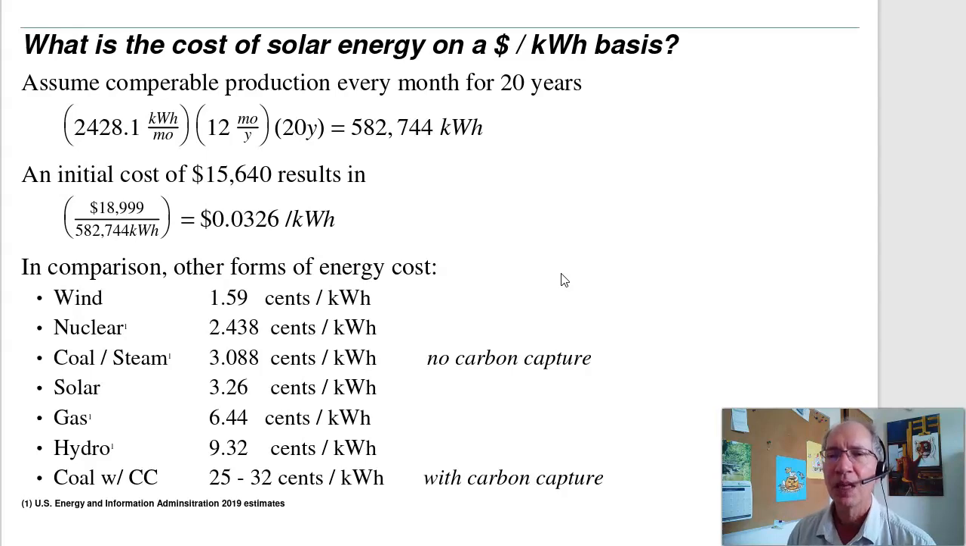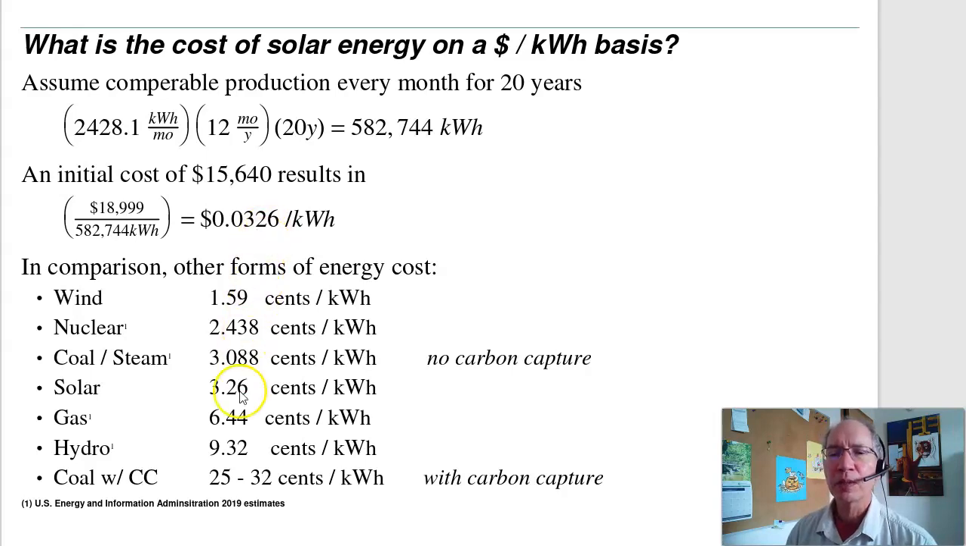But let's pick 20 years. If the solar panels last 20 years, the total production from these panels, assuming everything stays constant, will be 2,428 kilowatt hours per month, 12 months a year, 20 years, 582,000 kilowatt hours I should get out of these panels. And initial cost of $18,999, and that many kilowatt hours, means it's going to cost 3.26 cents per kilowatt hour.